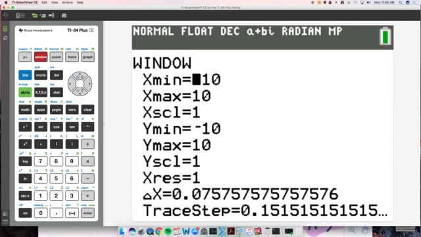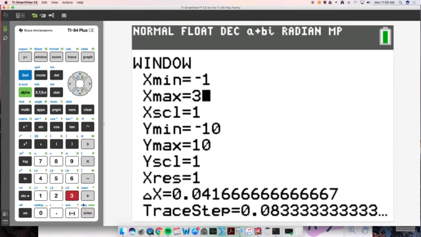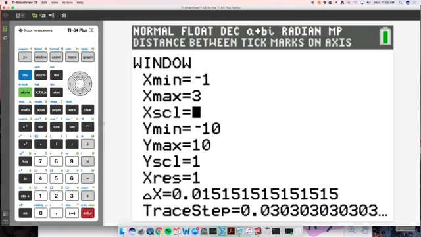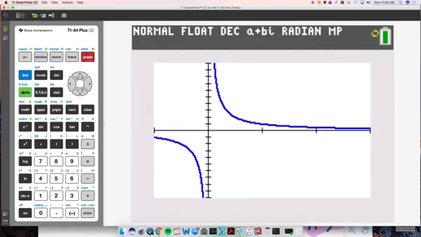Let's go ahead and set our window. If it's converging from 0 to 2, let's go from -1 to 3. Okay, so we can kind of see where it diverges outside of that. All right, so here's the graph of 1 over x.